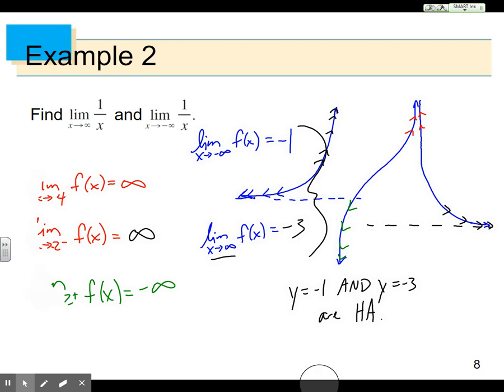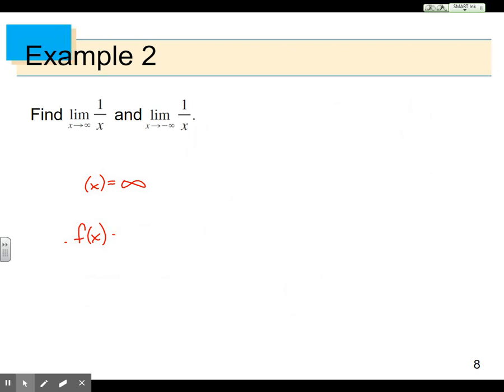So I'm going to let you find these limits. Make yourself a table if you need to. If you don't need to, don't make a table. Just go ahead and fill in what you think these limits are going to be. So go ahead and hit pause, and then we'll come back and see if we got the same limits.